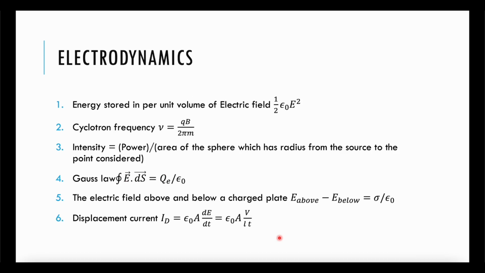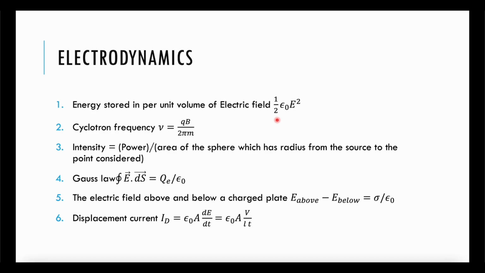Okay, so electrodynamics consists of a large number of problems, and the energy stored per unit volume in an electric field is half epsilon naught E square. And second is the cyclotron frequency nu, which is q times B divided by 2 pi times the mass of the charge that is rotating. So there are two problems in shift 3 regarding cyclotron frequencies, and from frequency sometimes you need to calculate the time period also, which is 1 by nu.